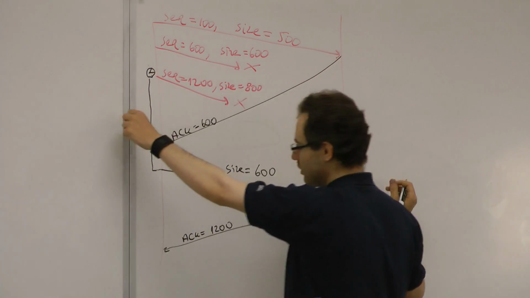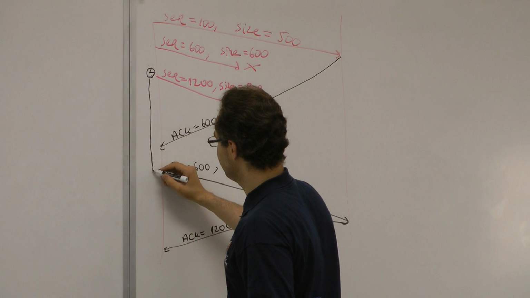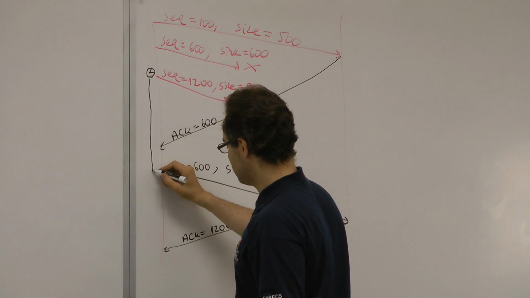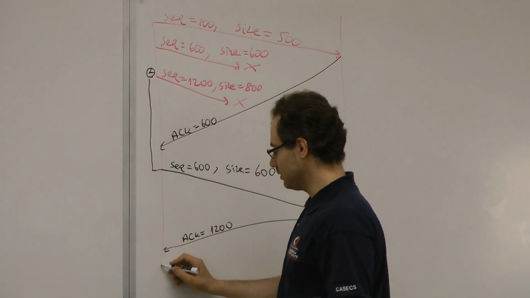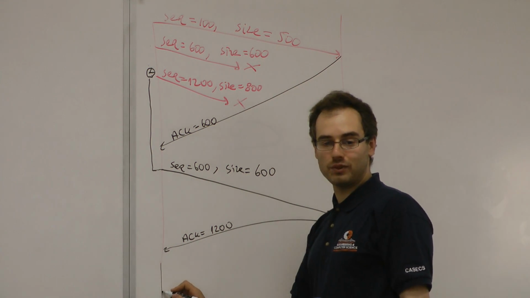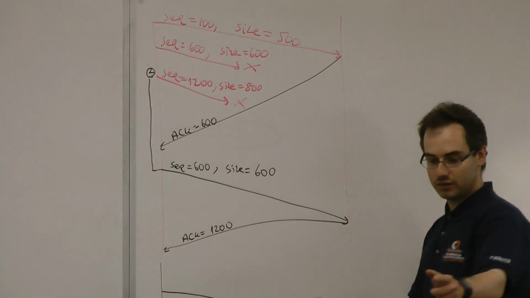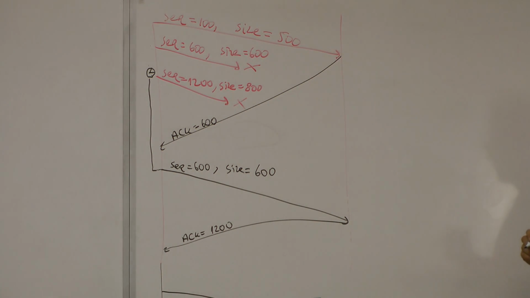Okay? And eventually what's going to happen? It will time out, right? So once the timer times out, somewhere later on, the last packet will get retransmitted, right? So can you see that? Does it time out at the sequence 600 or does it time out at the ACK of 1200? For which one?